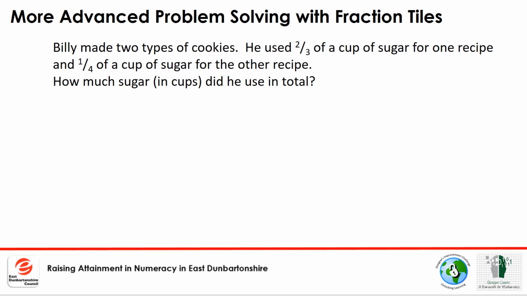So Billy made 2 types of cookies. He used 2/3 of a cup of sugar for one recipe and 1/4 of a cup of sugar for the other recipe. So thirds and quarters. So I'm going to have to deal with equivalent fractions. How much sugar in cups did he use in total? Okay. So again, pause and have a play with this one, because this is one you've not seen before, I don't think.